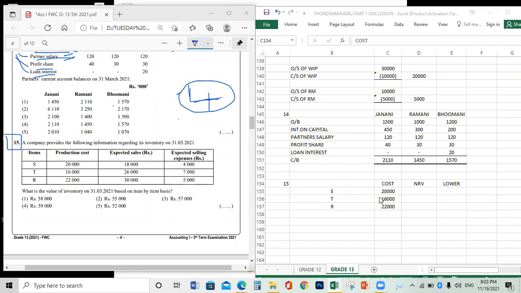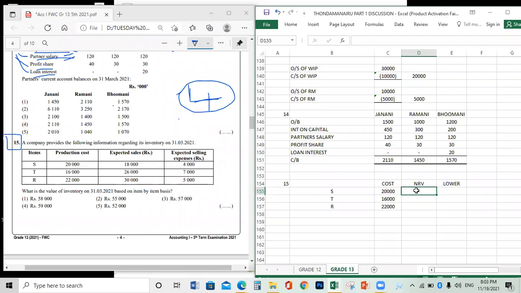So guys, now go to here. How to find NRV? Expected selling price minus expected selling expenses is NRV. NRV, in simple terms, is the estimated future net selling price. How much are you going to sell this inventory for in the future? That is what NRV is.